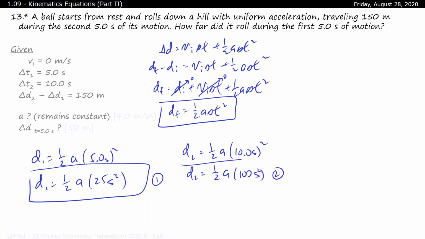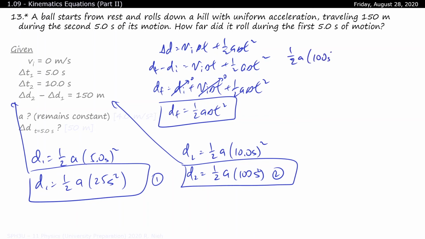Two equations, two unknowns. Guess what we're going to do? We're going to sub them back into our initial definition, that between position 2 and position 1, that worked out to 150 meters of travel. So 1/2 A of 100 seconds squared minus, or I should restate the formula up here, d2 minus d1 is equal to 150 meters.